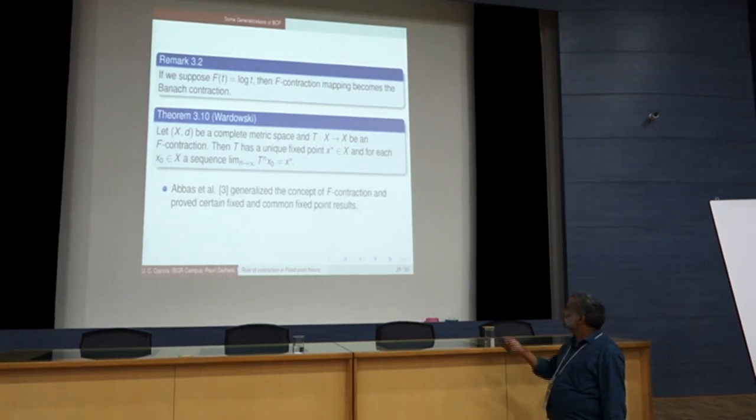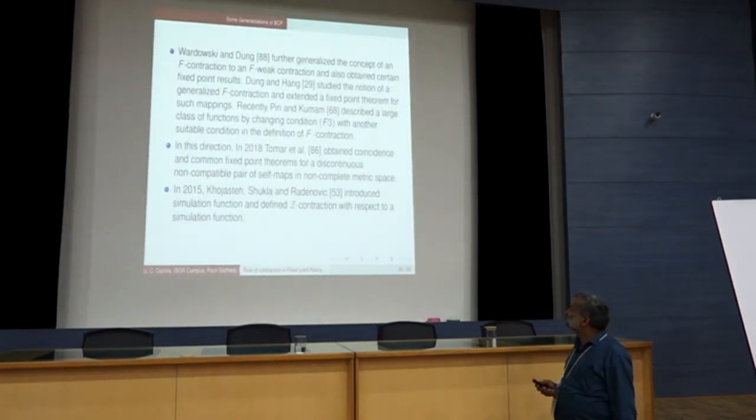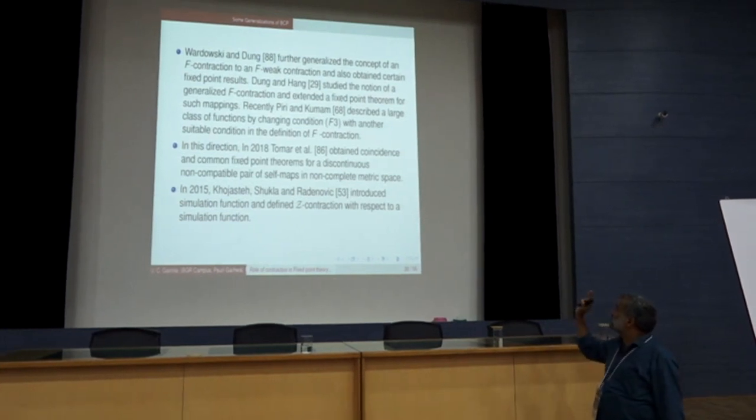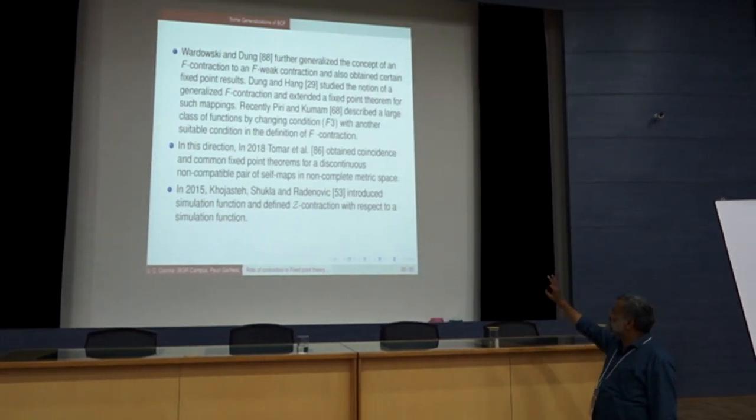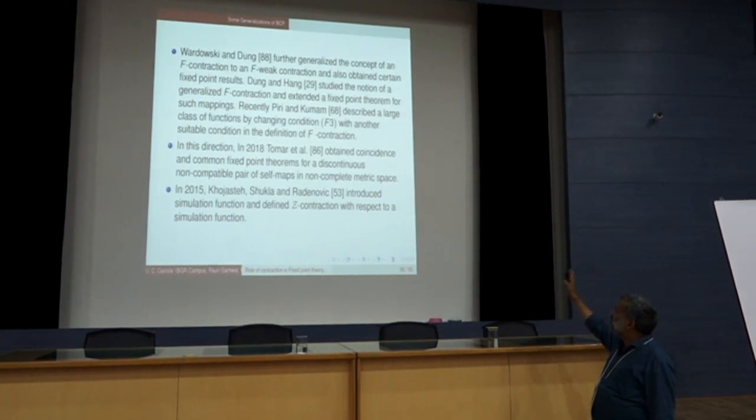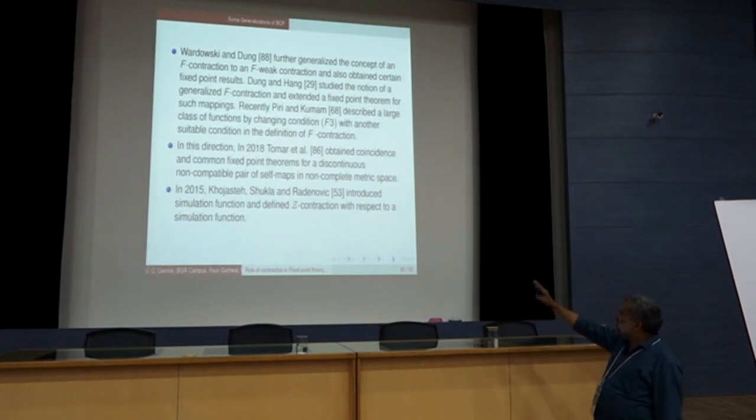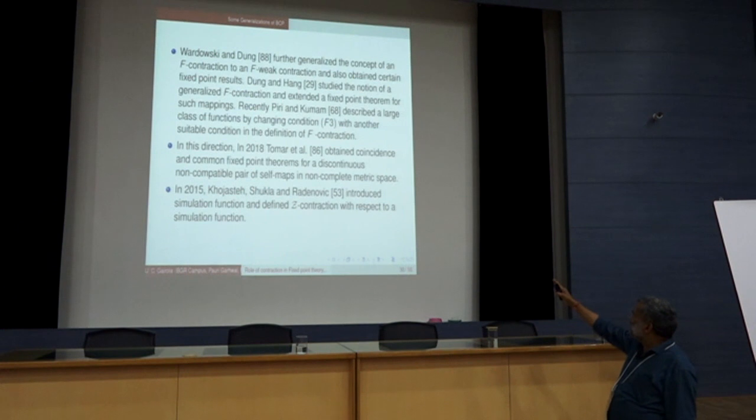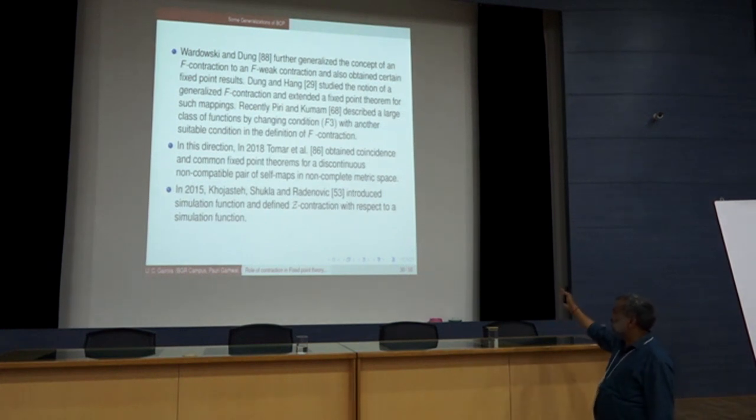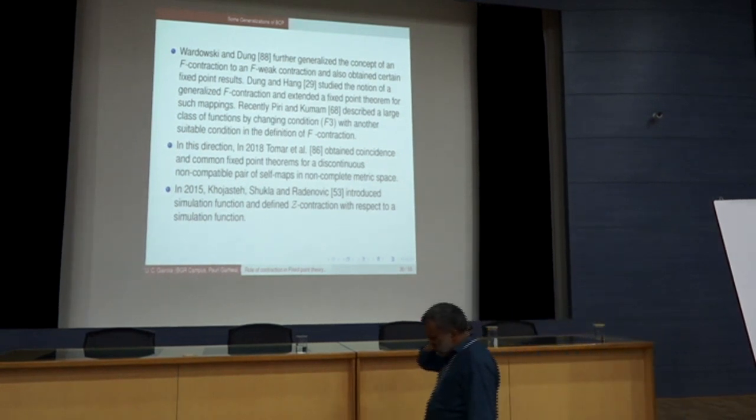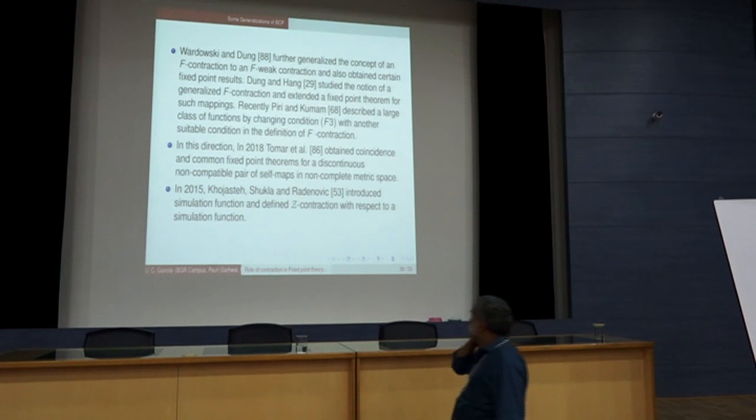and another generalization of this is given by Abbas et al. Here you can say that Wardowski and Dung further generalized the concept of an F-contraction and F-weak contraction, and also obtained certain fixed point conditions, and there are several generalizations of this one. Again in this direction, Thomer et al. obtained the coincidence and common fixed point theorem for discontinuous non-compatible maps. Compatibility is also a weaker form of commutativity.